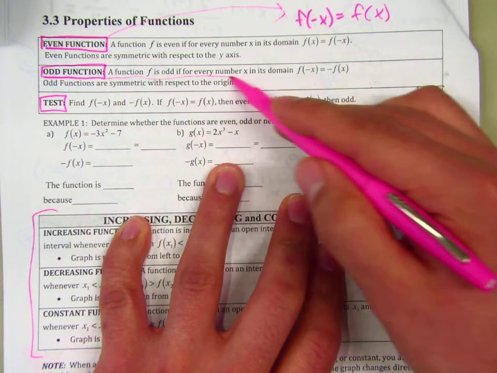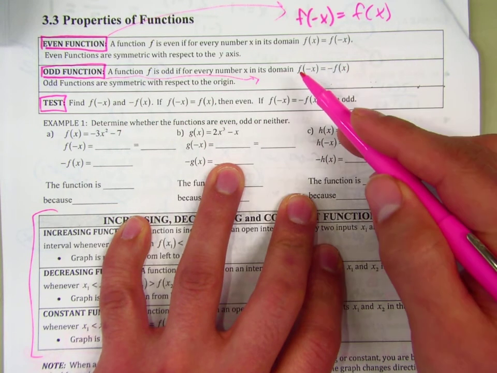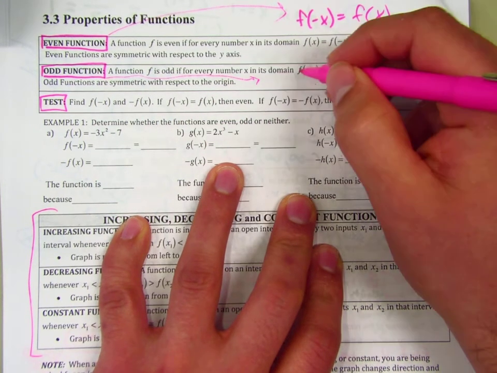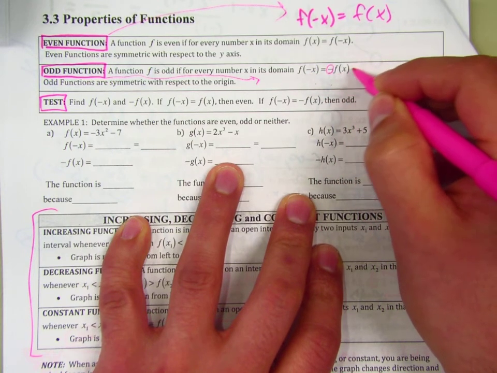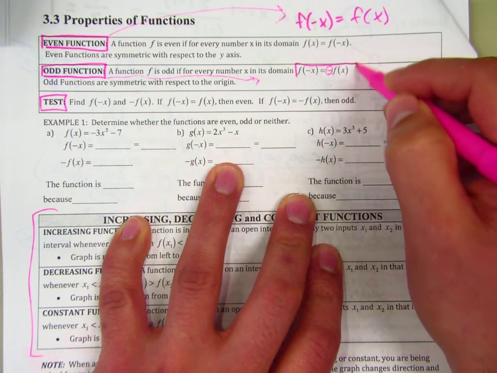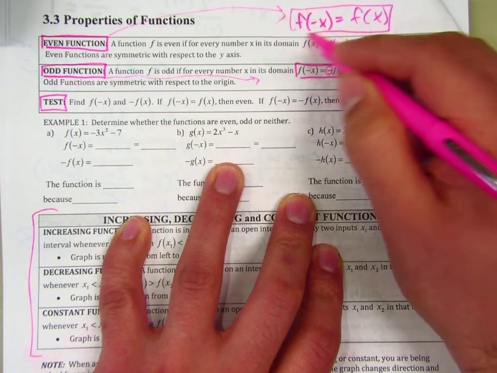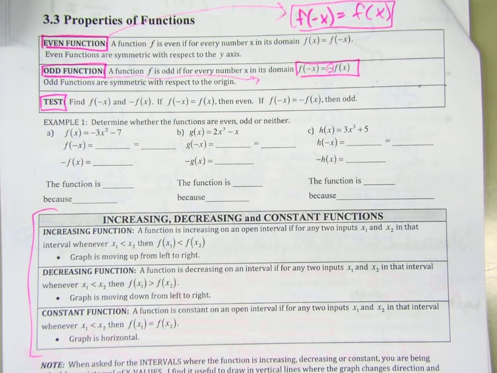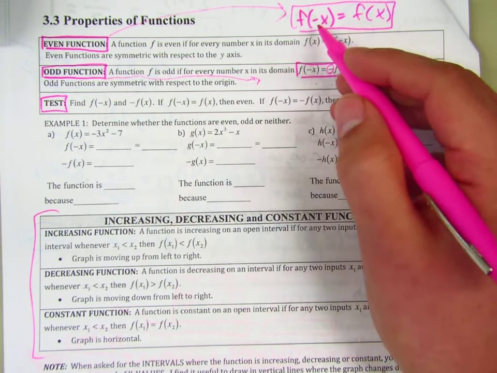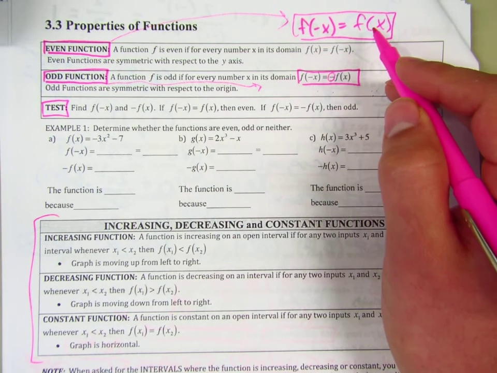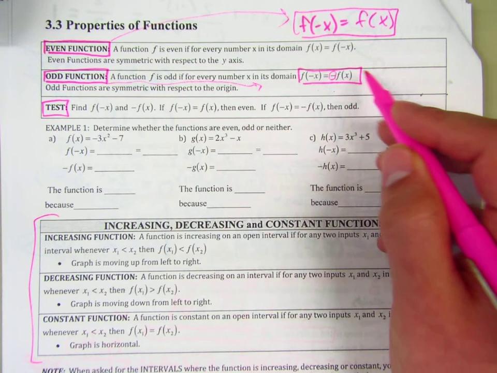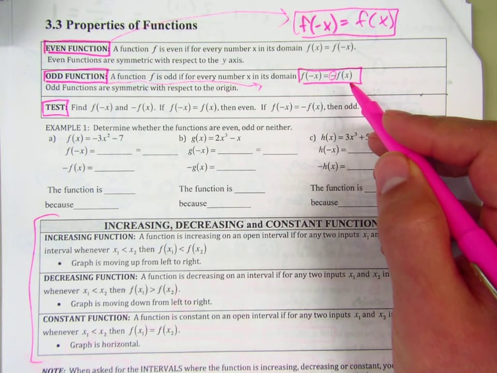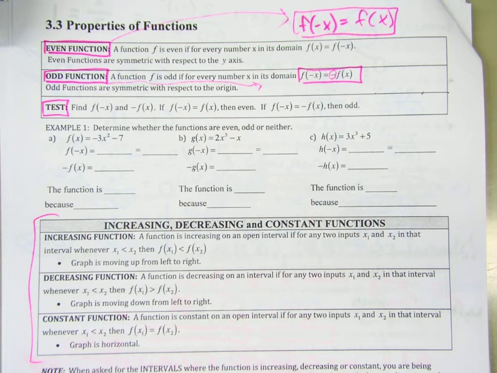Odd, when you plug in negative x, you get the opposite of the original function. Okay? And that's a good way to think about what this stuff is, rather than negatives and where all the little minus signs go. So just think, if I plug in a negative x, I get the original function. Great, that's even. If I plug in negative x and it's the opposite of the original function, then it's odd. Okay, and if it's neither of these two, then it's not going to be anything.